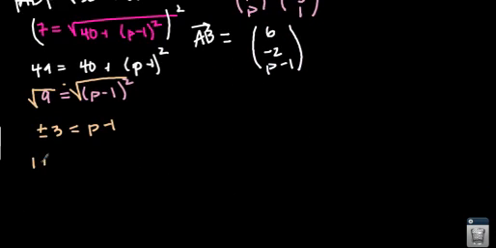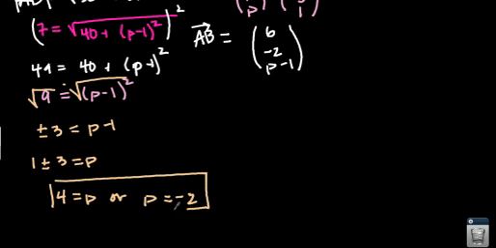Okay, so I end up with 1 plus or minus 3 equals P. This is not a sufficient answer because it's not simplified, so we need to rewrite this as 1 plus 3 is 4 equals P, or P could be 1 minus 3, which is negative 2. Okay, that is how you complete number 5.